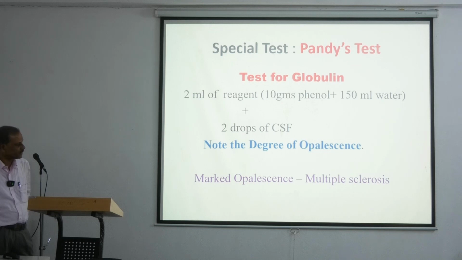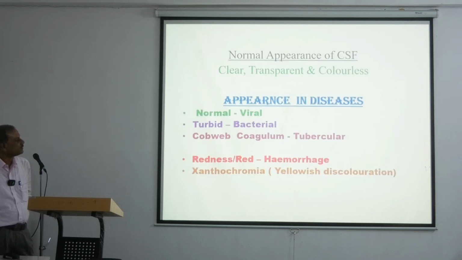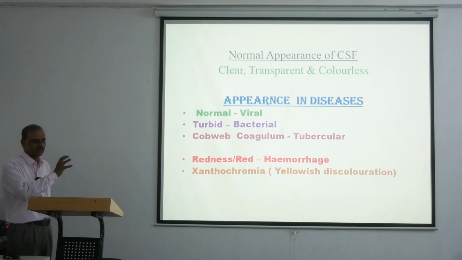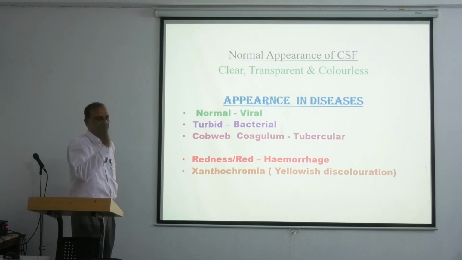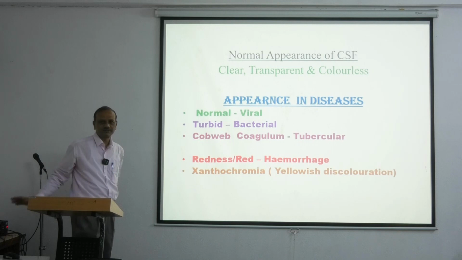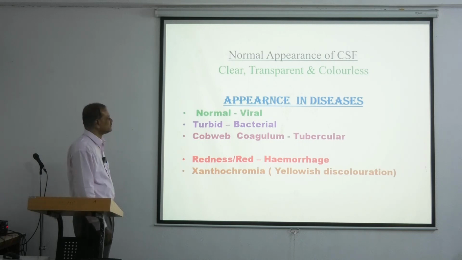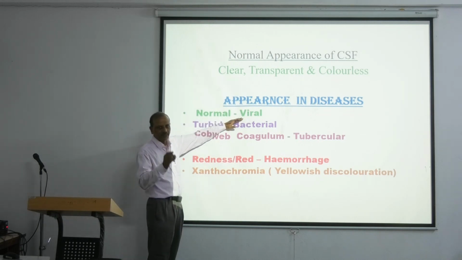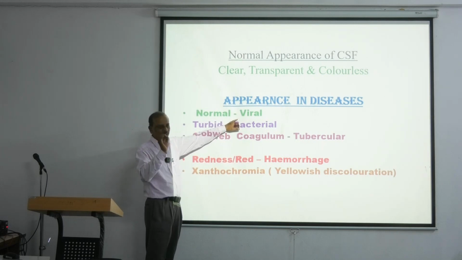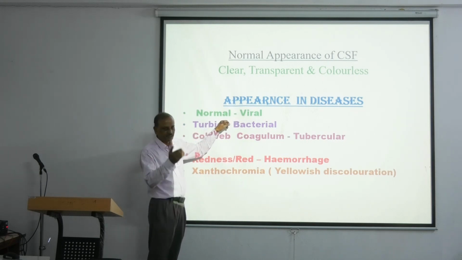And this disease is also not that common. Now, concentrate here. Normal appearance of CSF will be just like water, drinking water. It is clear, transparent and colorless. Appearance in disease: it might be normal or slightly turbid in viral infection. If the infection is very severe, that normal color might change to slight turbidity.